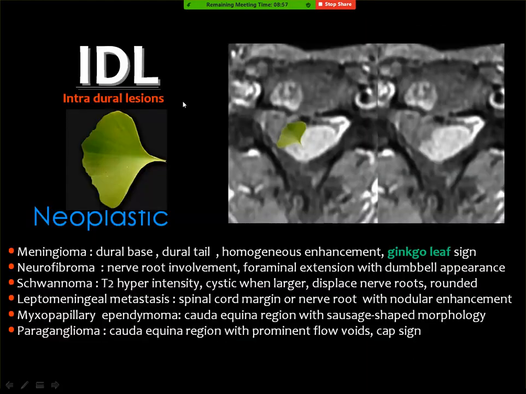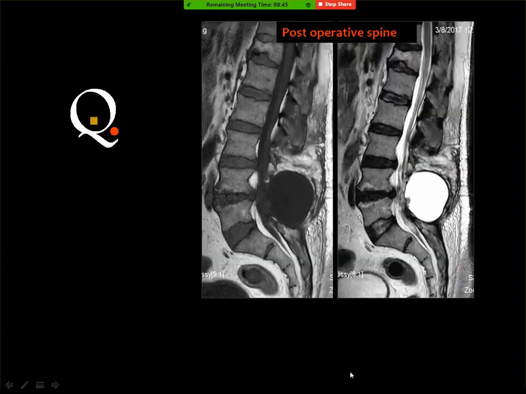You remember intradural lesions include mainly meningioma, neurofibroma, and schwannoma. If the patient is known to have a primary malignancy, consider metastasis. Then the non-neoplastic lesions will include arachnoid, epidermoid, and dermoid cysts. Then this is a lymphoma?